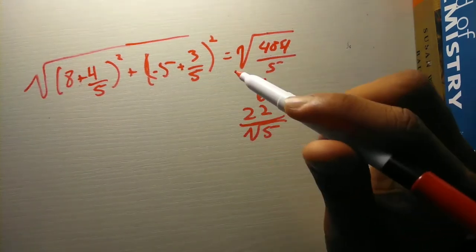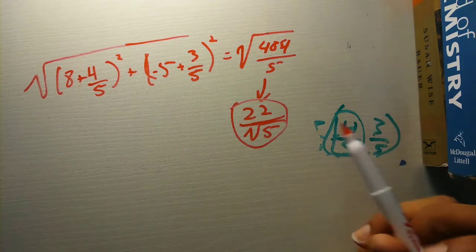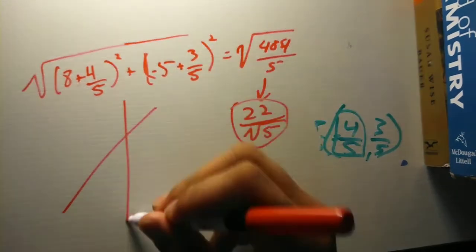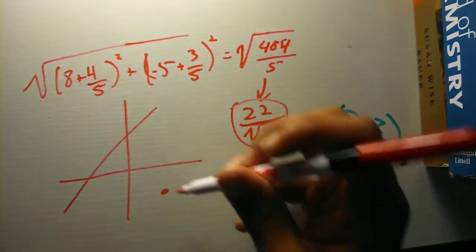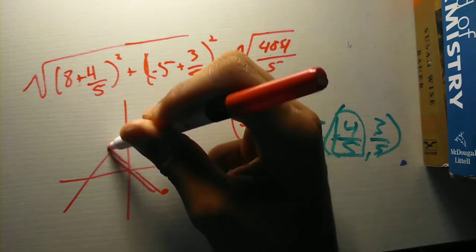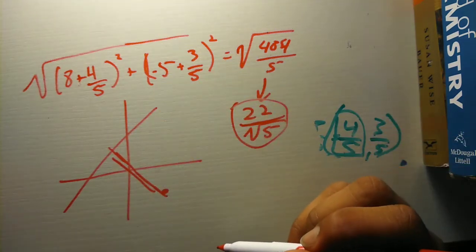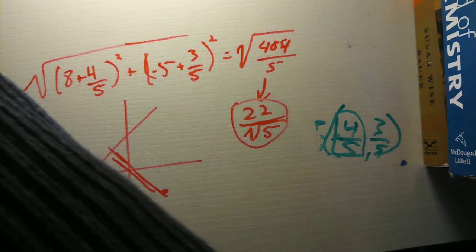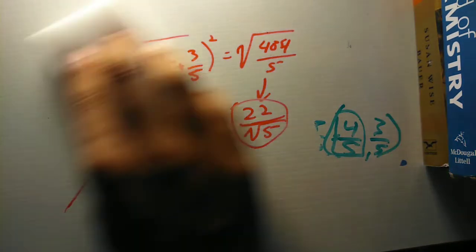And then that, my friends, is the distance between this point right here and this line right here. Whew, that was a long equation. Sorry to put you through that.